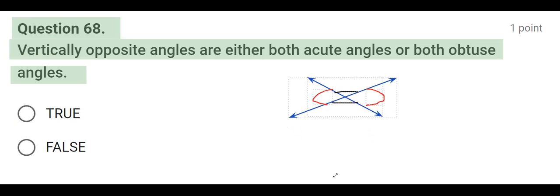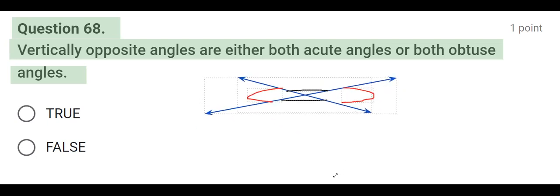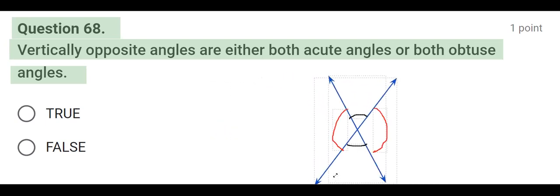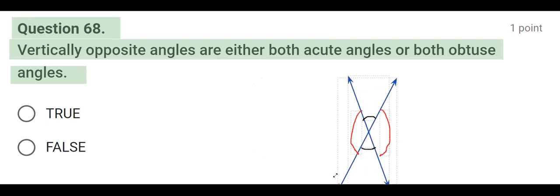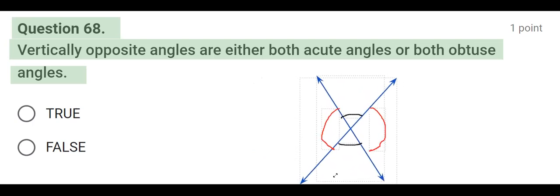Look into this. As we are changing it, the red one becomes acute and the black one becomes obtuse. The same, as we decrease the angle of the black one, the red one is increasing. So there is a relation that if one pair of vertically opposite angles is acute, then the other pair has to be obtuse. Now, when we read the statement once again, it says vertically opposite angles are either both acute or both obtuse, and that's a correct statement. So this is true.